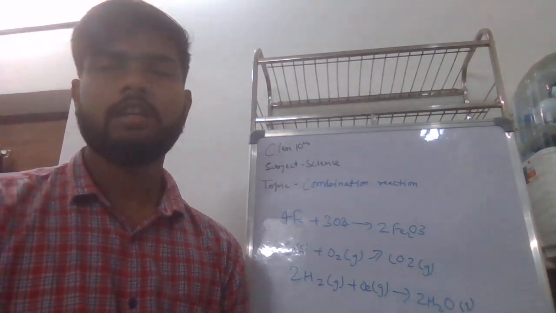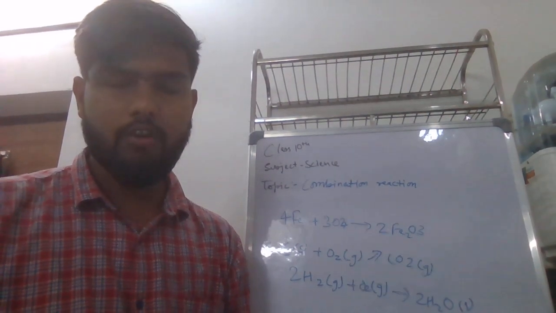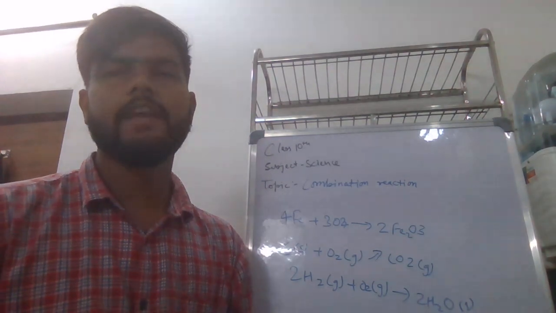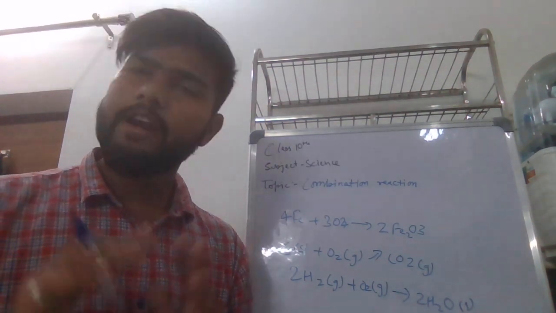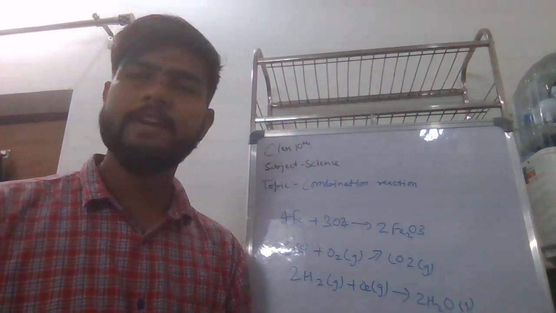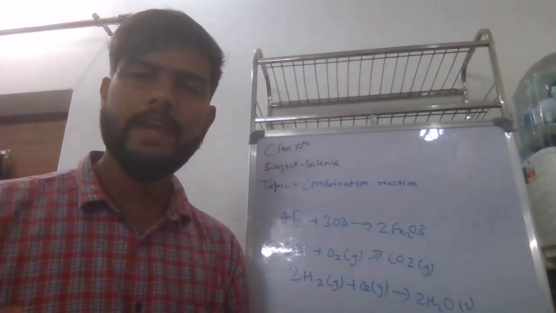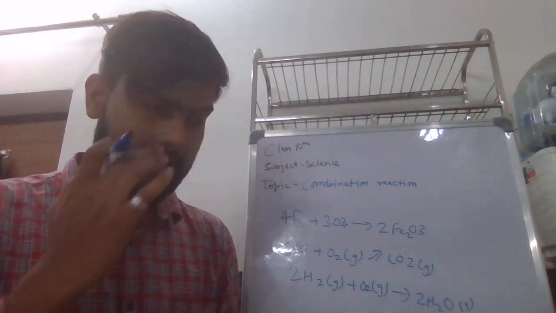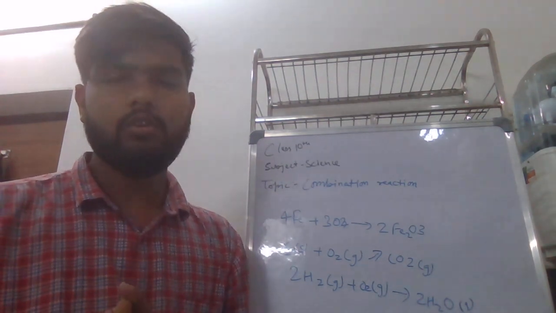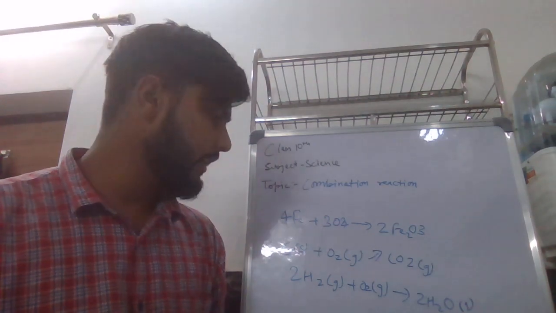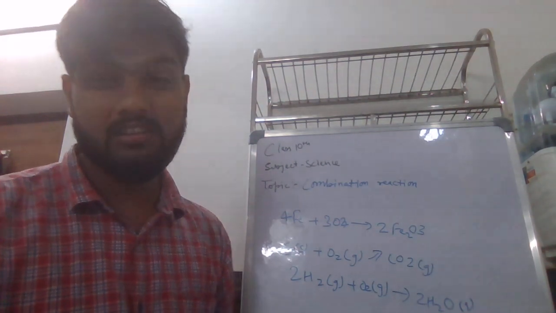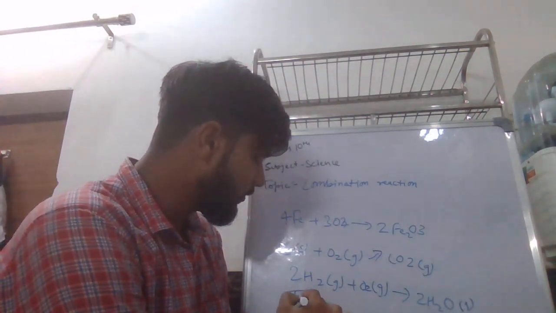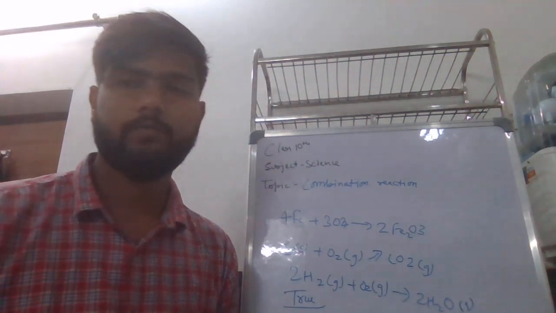Moving further, I have one statement for you. You have to tell me whether the statement is true or false. The statement is that when two or more substances, elements or compounds, combine to form a single product, the reaction is called a combination reaction. Is it true or false? It is a true statement, because we have discussed this definition previously.